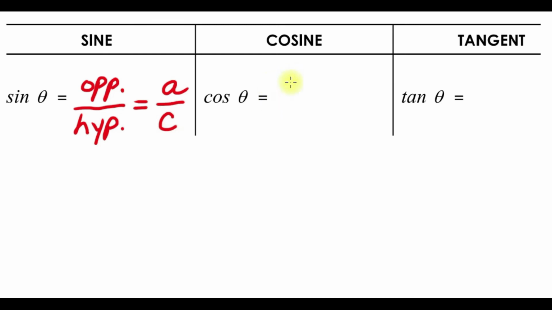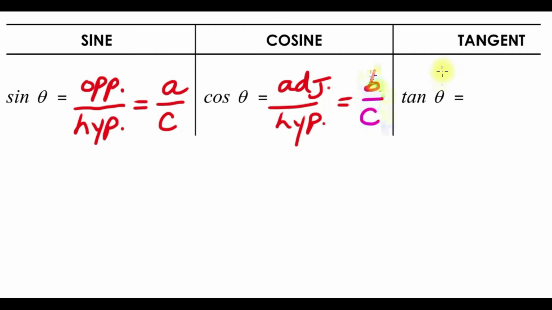And cosine theta is adjacent over hypotenuse. The adjacent side is B, and the hypotenuse is C. And then tangent is opposite over adjacent. So that means opposite is A, adjacent is B.